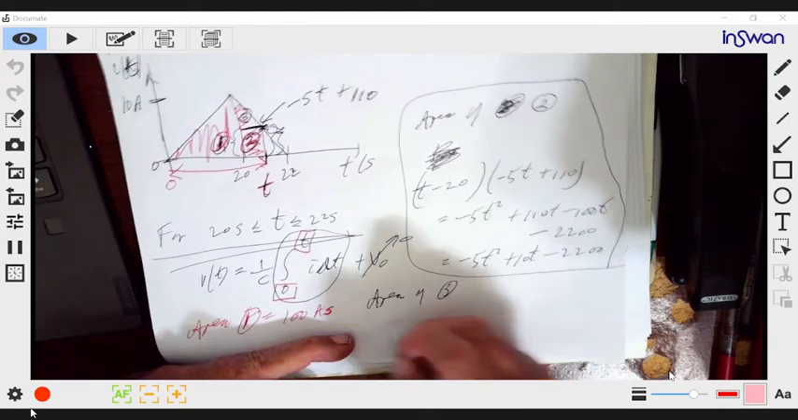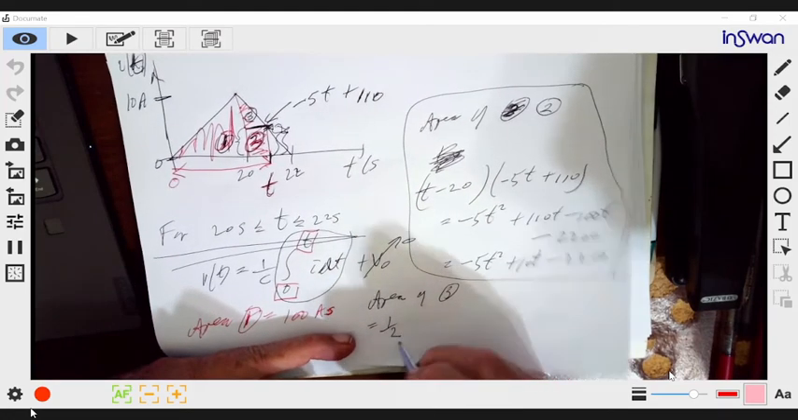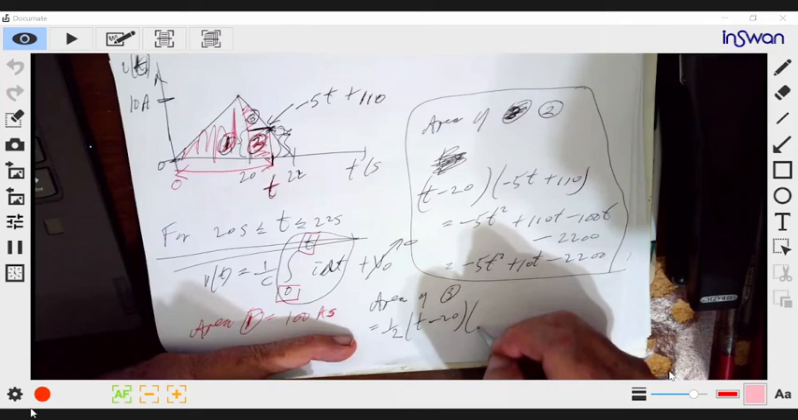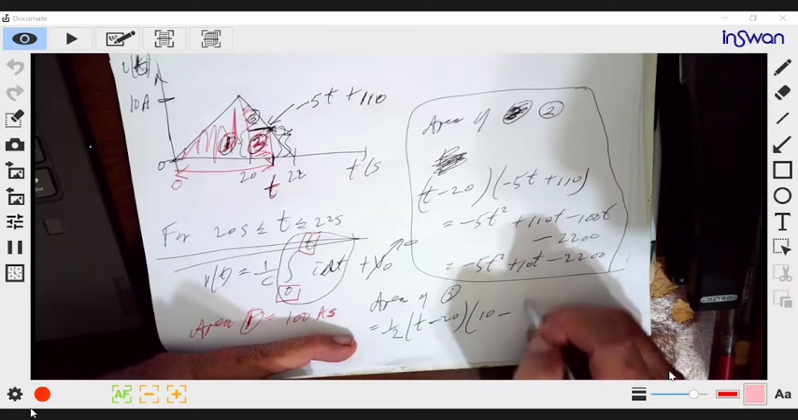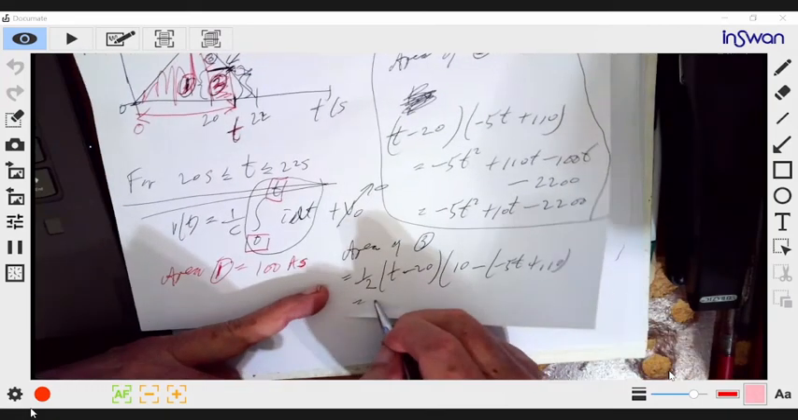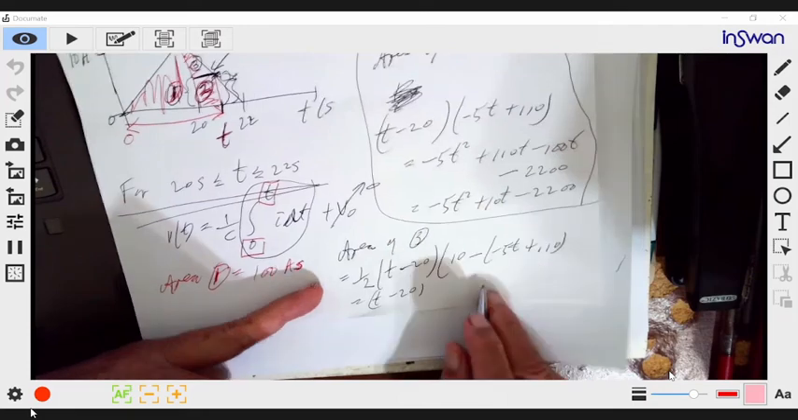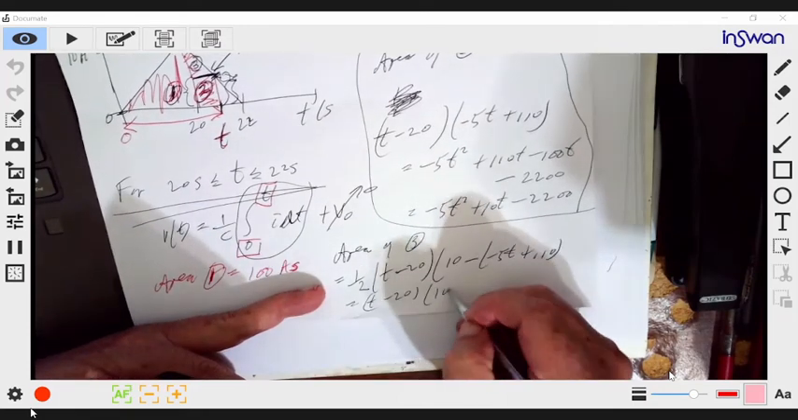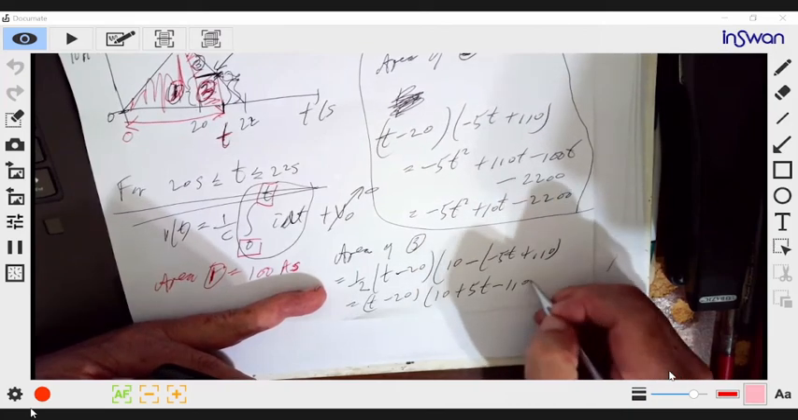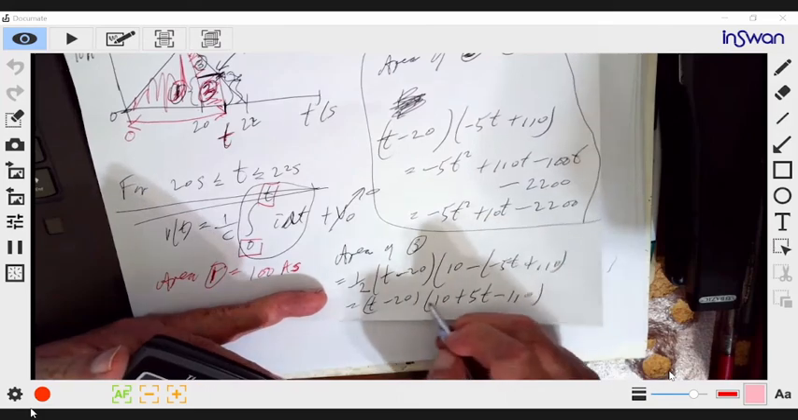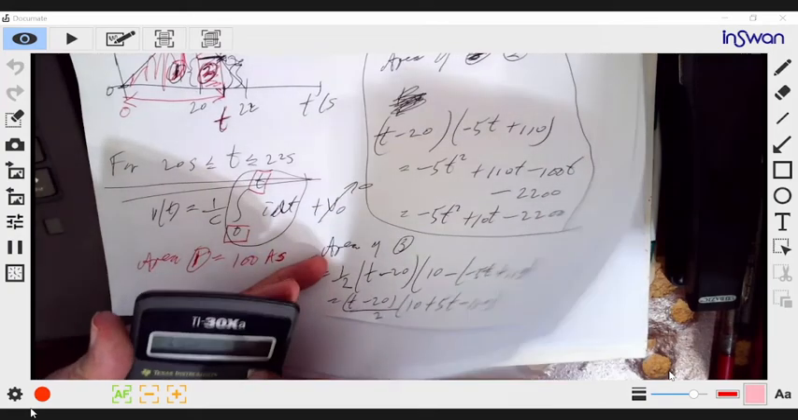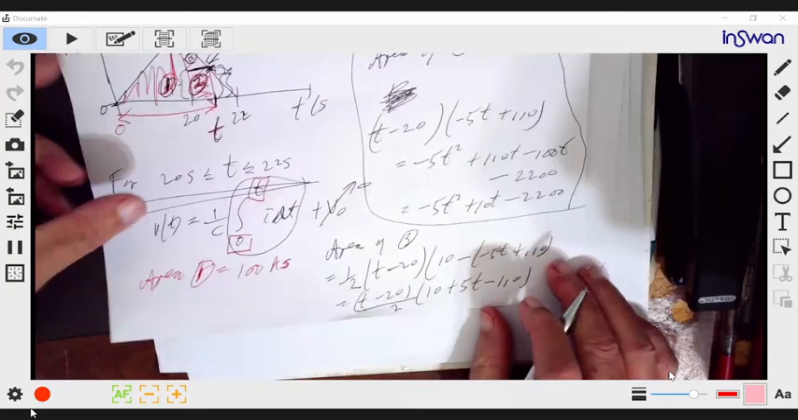of 3 is half the base. And the base is t minus 20. And the height is 10 minus negative 5t plus 110. Let's clean that up. Plus t minus 20. Okay. 10 plus 5t minus 110. And we need to divide by 2. Okay. Now let's make that another quadratic. Let's simplify it.